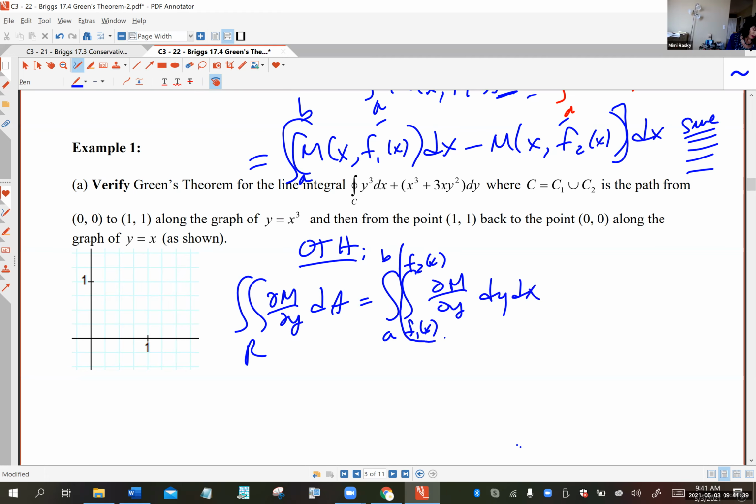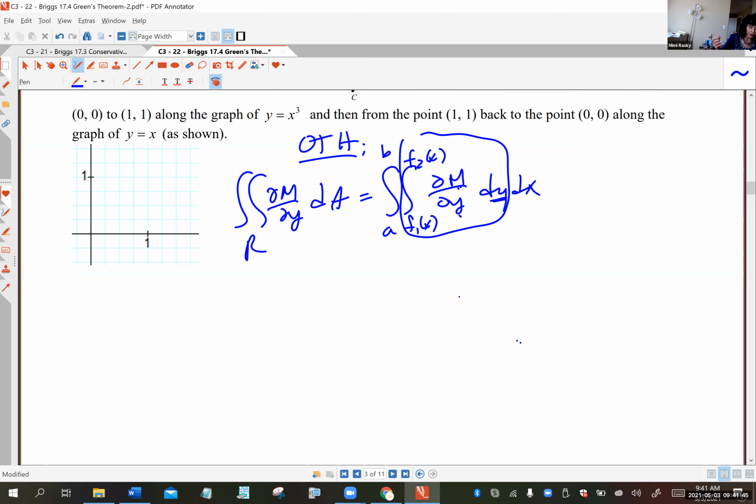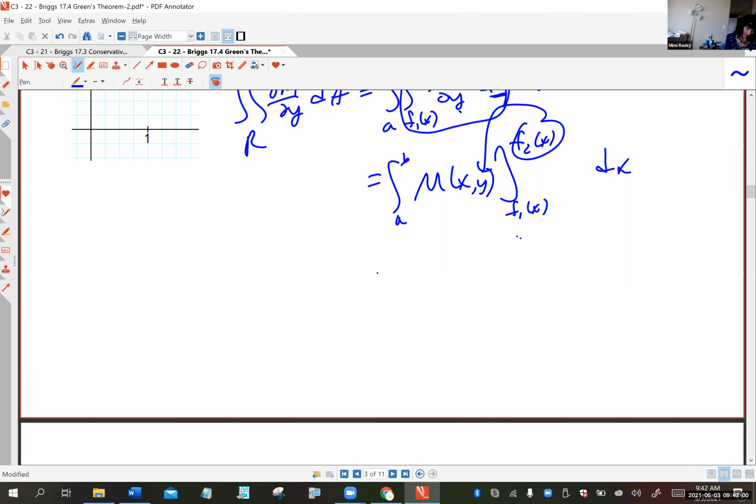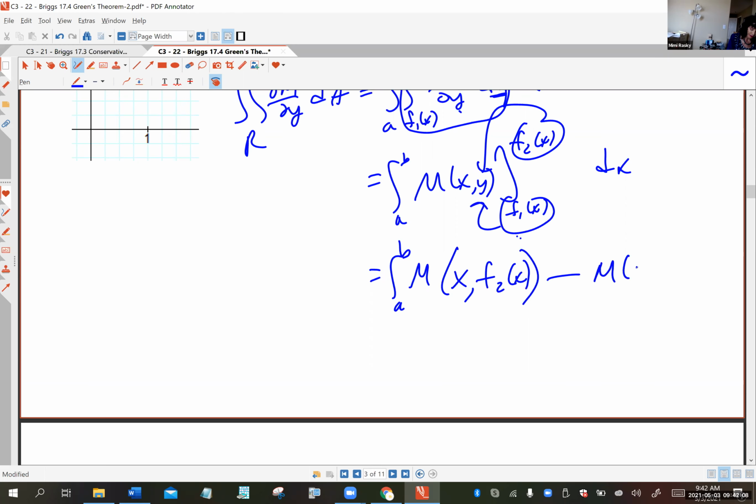If you do the innermost integral first, when you take the integral with respect to y of a derivative with respect to y, you guys know, because integration and differentiation are inverse operations of each other, you're just going to get the M, and you'll evaluate it between the limits. And don't forget to plug in your upper limit first. So this is going to look like M of x, f2 of x, minus, and then we'll plug in the lower limit for y.